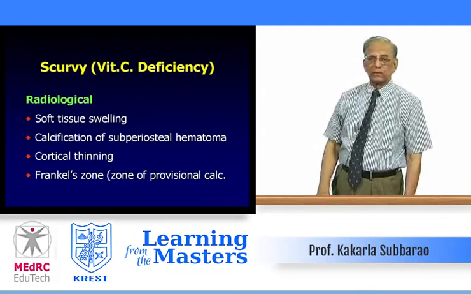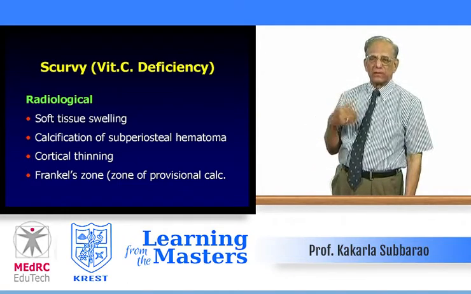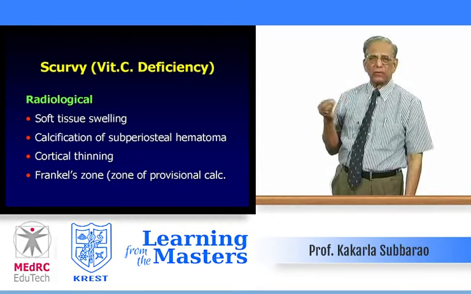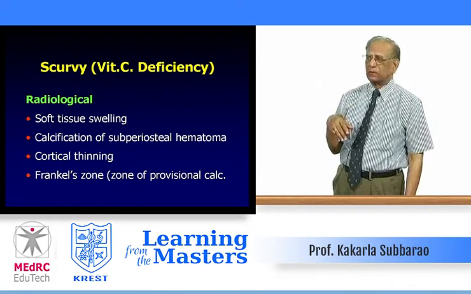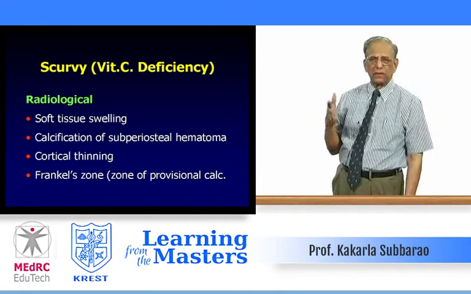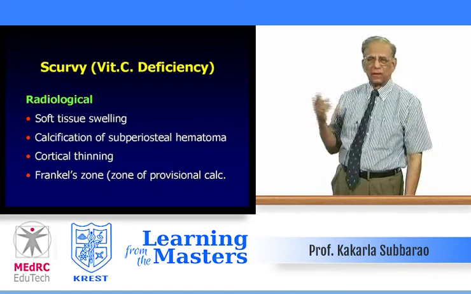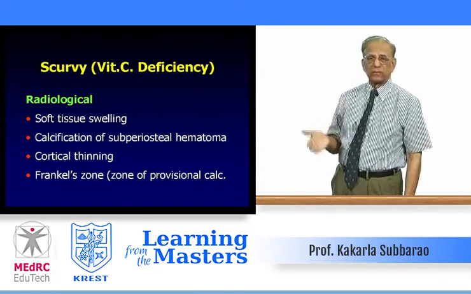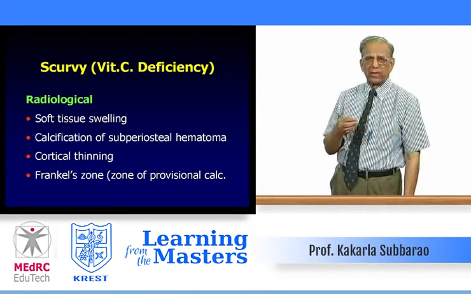Now we come to scurvy. Scurvy is deficiency of vitamin C, particularly in children who are not fed fruit juices and the like. Of course, it's not as common as it was decades ago, but even today, in slums and other areas, undernourished children can get scurvy. What are the radiological findings? Soft tissue swellings because of the hemorrhages.